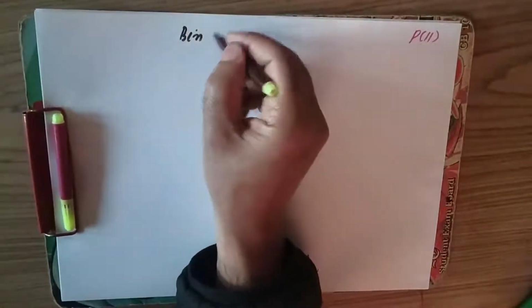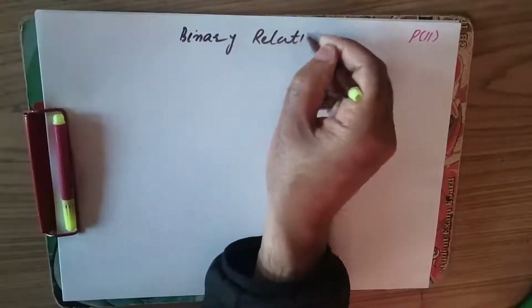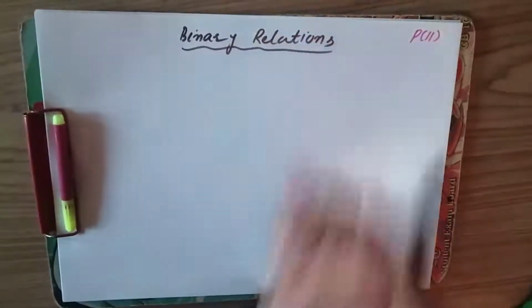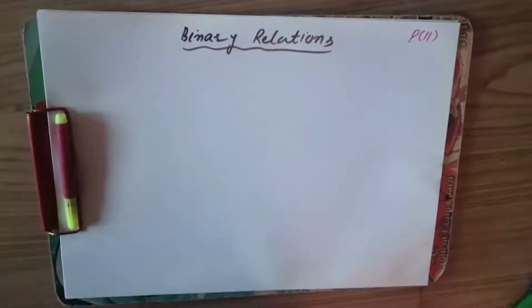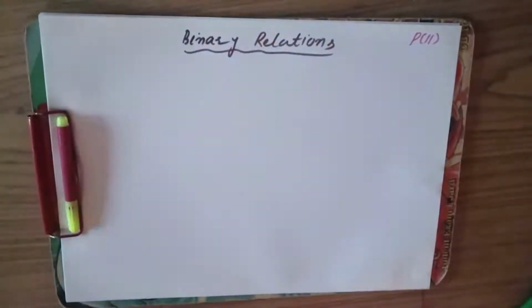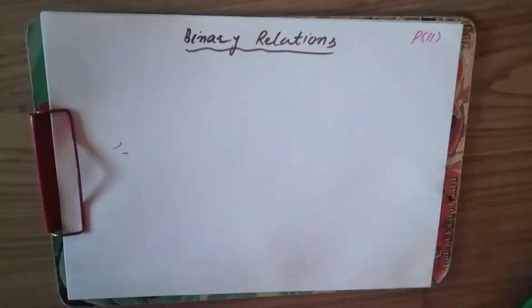So now we discuss binary relations. In this lecture we are going to prove that the class of all binary relations on a given set is actually a semigroup, forms a semigroup. So first we define binary relation. Let's define binary relation.